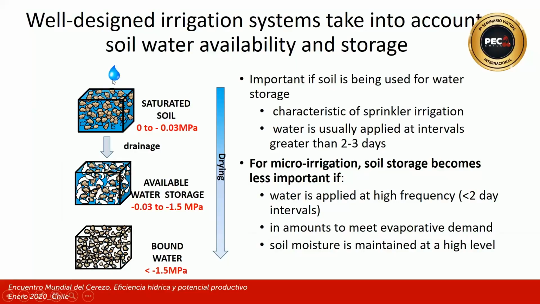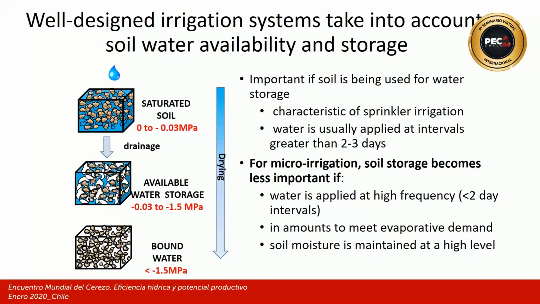When water is added to the soil, it first saturates the soil and then rapidly drains away. And this rapidly draining water cannot be readily accessed by plant roots. Available water storage capacity is the amount of water that is stored in the soil that is available to plants. This is an important property for irrigation scheduling, especially if the soil is going to be used as a reservoir between irrigations. This is characteristic of high pressure impact sprinkler irrigation systems, where water is applied at a greater than 3-day interval and the soil is allowed to dry down between irrigations.